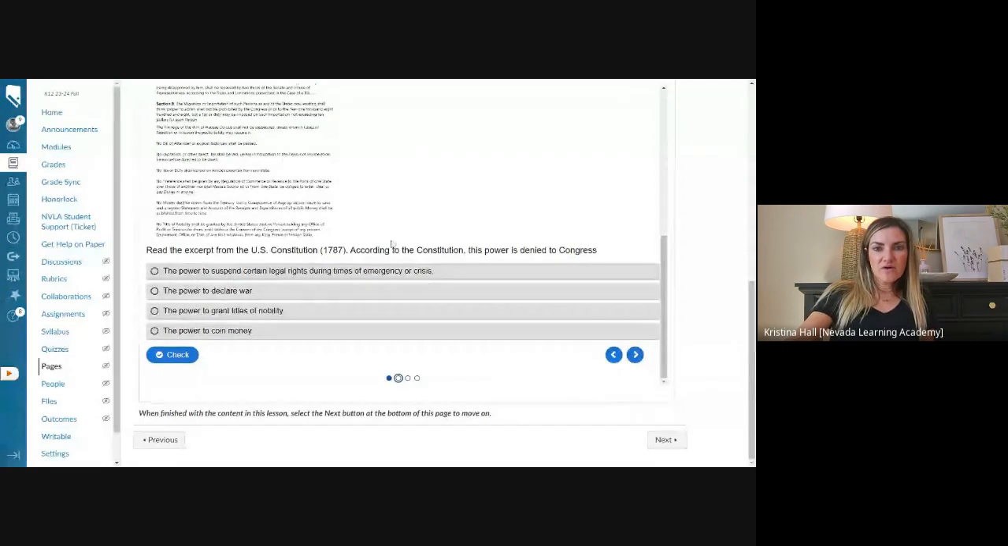Okay, let's go down here. According to the Constitution, the power that is denied Congress is... So they are allowed legal rights in times of emergency or crisis. They are allowed to declare war, and they have the power of the coin, meaning to print money, and the budget, to approve budgets, okay?